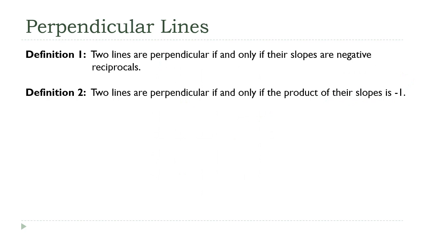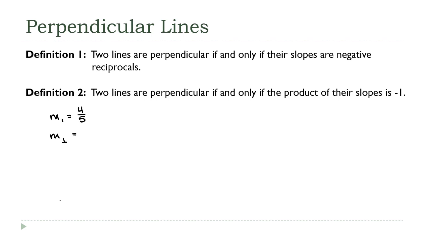So I have two definitions here that are based on what we saw in the previous slide. And they both say the same thing. They just do it a little differently. So my first definition says, two lines are perpendicular if and only if their slopes are negative reciprocals. Okay, so what does that mean? Well, let's look at an example. Let's say the slope of one line is 4/5. What is the slope of the line perpendicular to it?